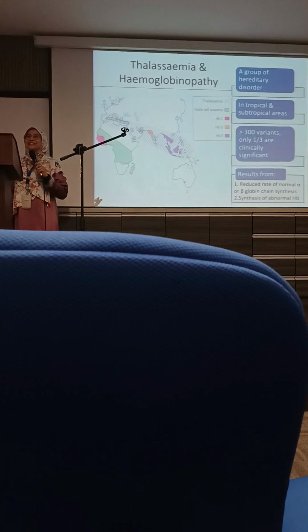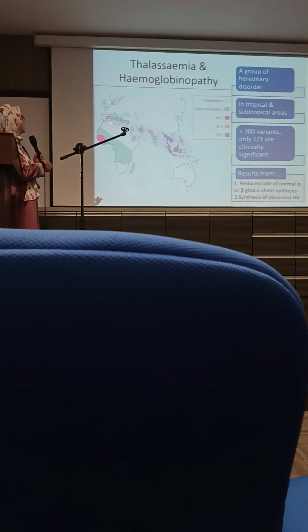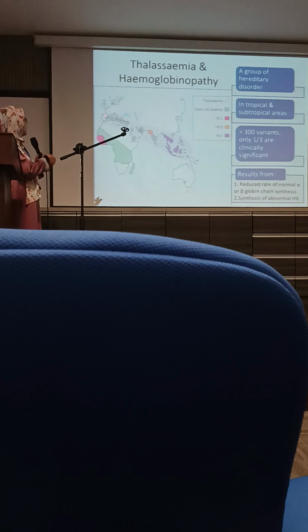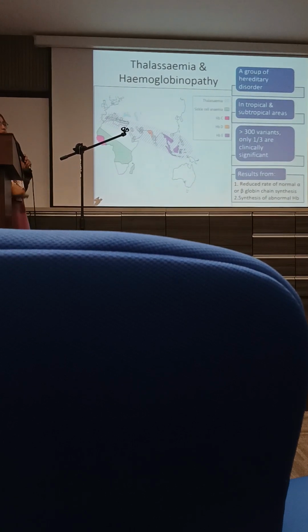So if you look at the map, we have thalassemia in this belt. This is the thalassemia belt: Southeast Asia, India, the Middle East and the Mediterranean countries. Sickle cell anemia is mainly in the African countries, as well as hemoglobin C. Hemoglobin D is mainly in India and hemoglobin E is in Southeast Asia.